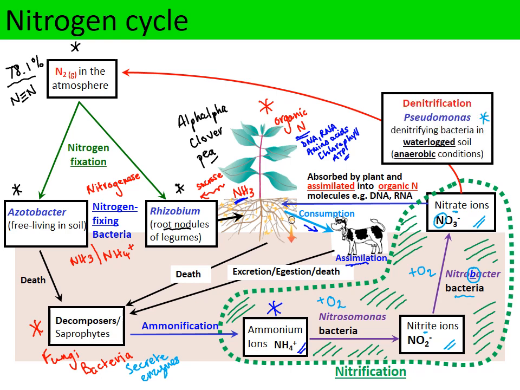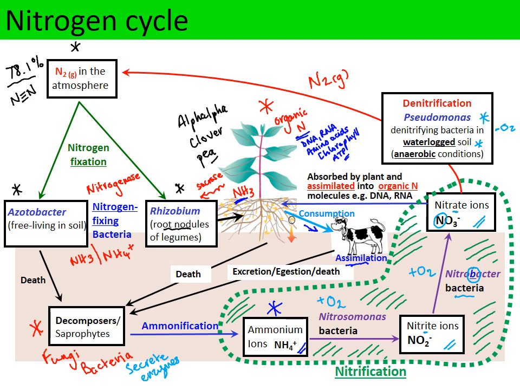Now Pseudomonas are obligate anaerobes, so they can actually grow and divide by binary fission when there's no oxygen present, i.e. in waterlogged soils. And what they do is they absorb the nitrate ions from the soils and they convert the nitrates back to N2 gas. And this gets released by these Pseudomonas bacteria back into the atmosphere, and we start the cycle over again.